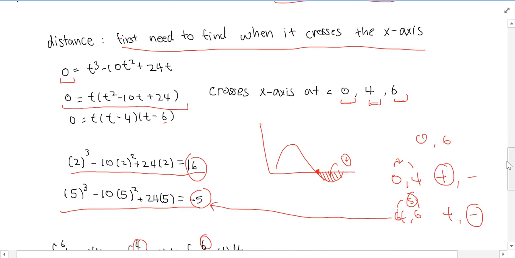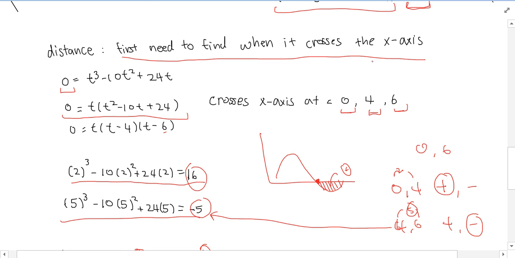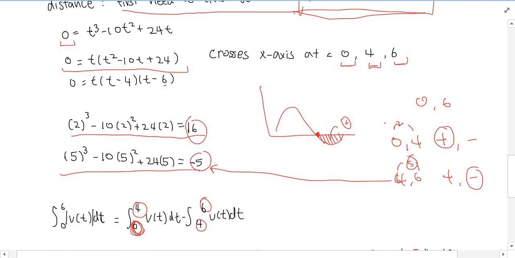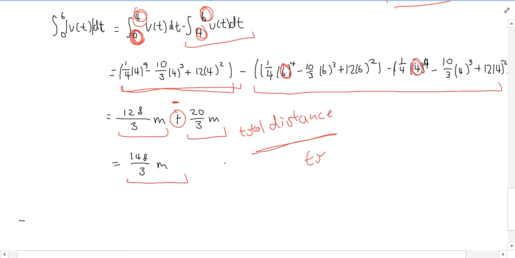So just to recap what we have to do when we're trying to find our total distance. First, we have to find where it crosses the x-axis. That's our very first step. Then we have to find during which interval it is positive and during which interval it is negative, and then we can separate our function into two parts from the knowledge that we have obtained. In this case, it will be from 0 to 4, and then from 4 to 6, and from 4 to 6 we know that the graph is below the x-axis. Then we calculate it, add them up together, and we get our total distance.